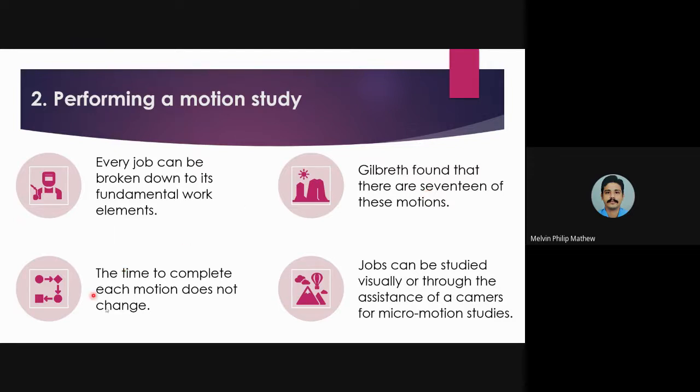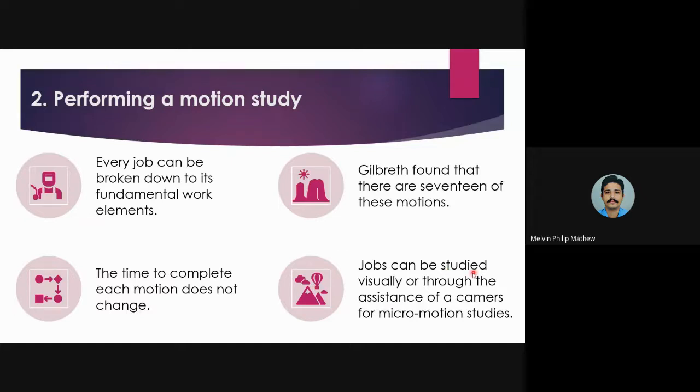Then the time to complete each motion does not change. So we are fixing a time for each operation. For the design section, you have to complete the design within this time. Then comes the testing section, and you have to test it during this time. So we are assigning each section or operation a particular time, and these times are then incorporated into the final production, so that we will obtain much better production efficiency. That is how motion study is carried out.